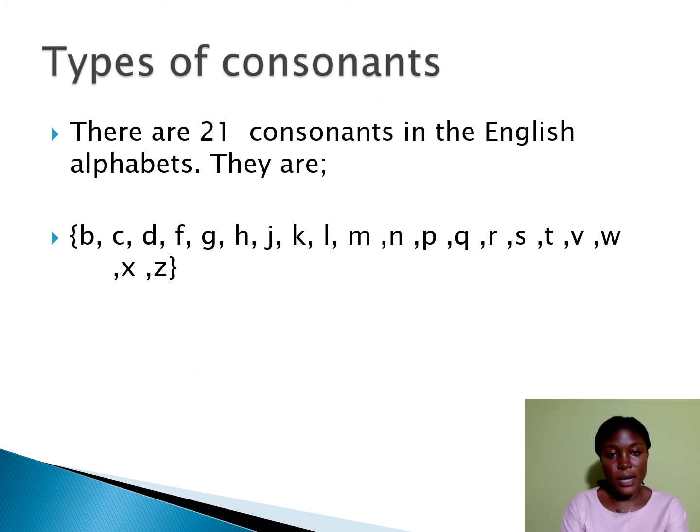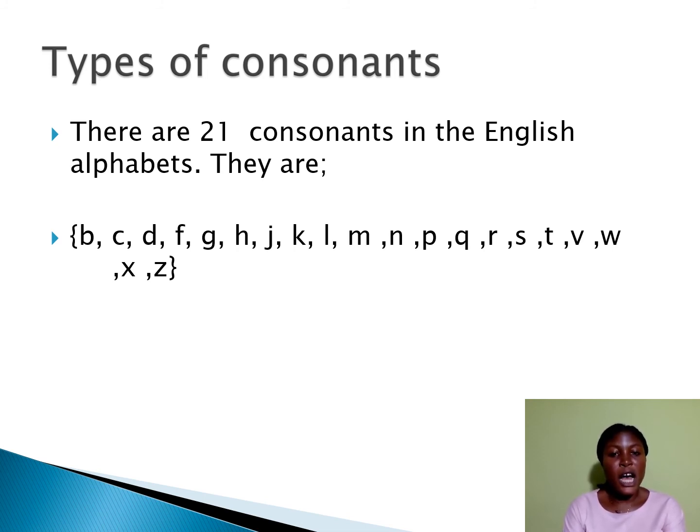Now let's look at the types of consonants. In the English alphabet, there are 21 consonants. They are B, C, D, F, G, H, J, K, L, M, N, P, Q, R, S, T, V, W, X, Z.